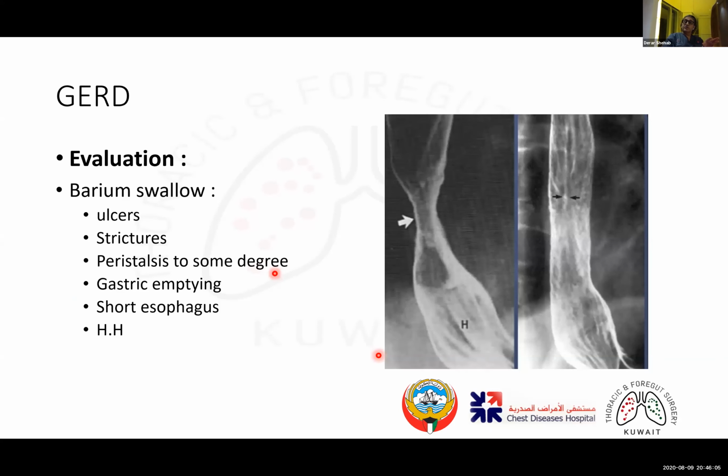For the evaluation of GERD, you can probably do a barium swallow. The barium swallow will not basically diagnose the GERD, but it tells you if there's any underlying anatomical problem or complication of GERD, like ulcers and strictures. And barium swallow, to some extent, tells us whether those patients have a short esophagus, a problem with emptying, or if the patient has hiatal hernias or not.